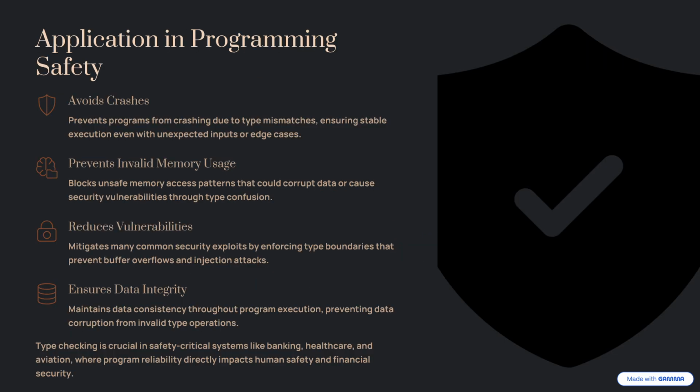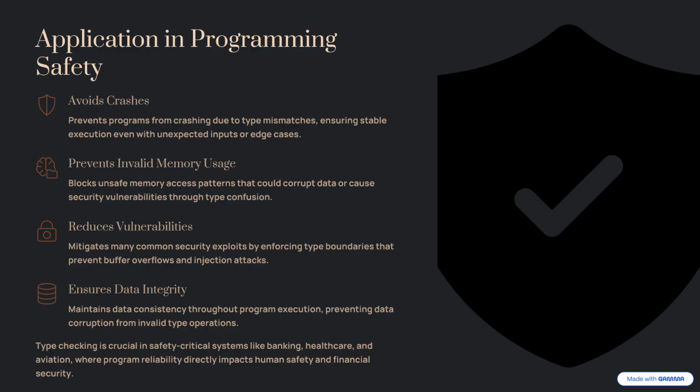Applications in programming safety. Type checking plays a major role in programming safety. It prevents crashes caused by invalid operations. It avoids unsafe memory usage. It reduces security vulnerabilities like buffer overflows and type confusion attacks. And it ensures data integrity throughout execution. This is especially critical in systems like banking, healthcare, and aviation, where reliability is a must and non-negotiable.